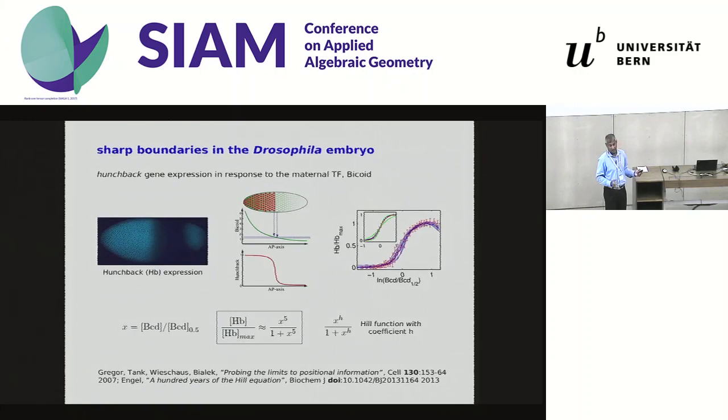As you see, this parameter h, the Hill coefficient, comes out to about 5 for this particular system. So what we're trying to understand here is how does this come about? What is the mechanism responsible for this?